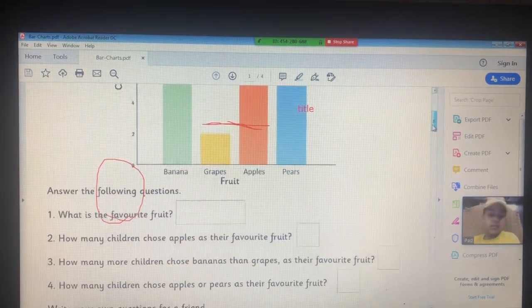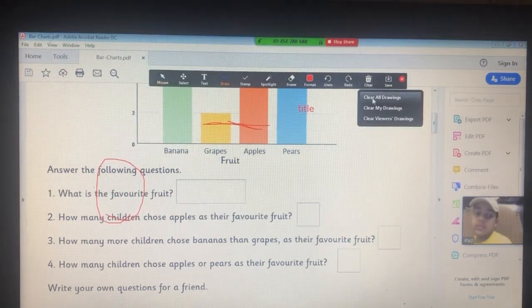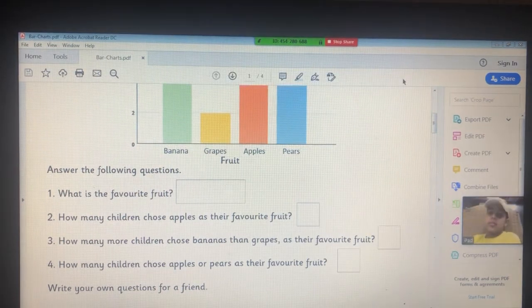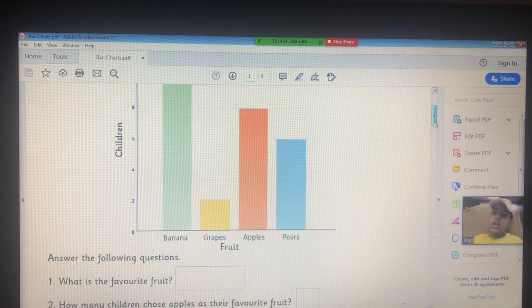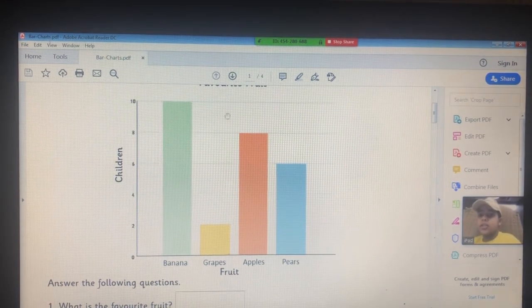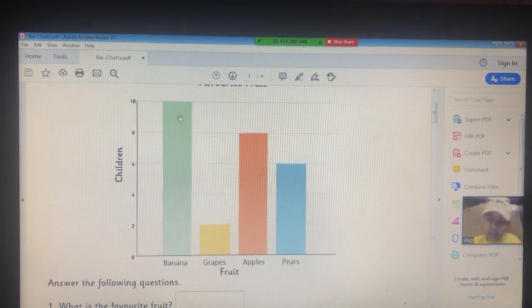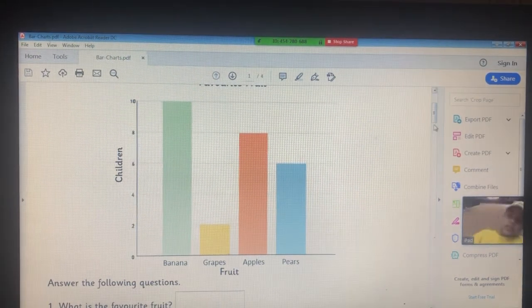Okay, let's see. Here, the first question. Would you please read it for me? What is the favorite fruit? How can I get it from up? I have to look at the... Banana. How did you know that? Did you count, or just by looking? Just by looking. Yes, because it's easy now to compare the numbers by looking at the highest bar. It shows me the highest number, which means the most favorite one.